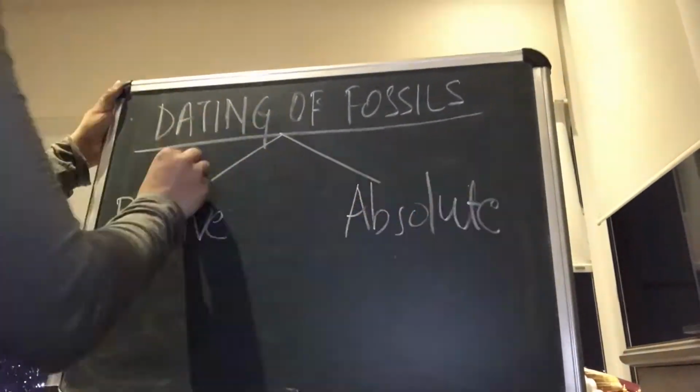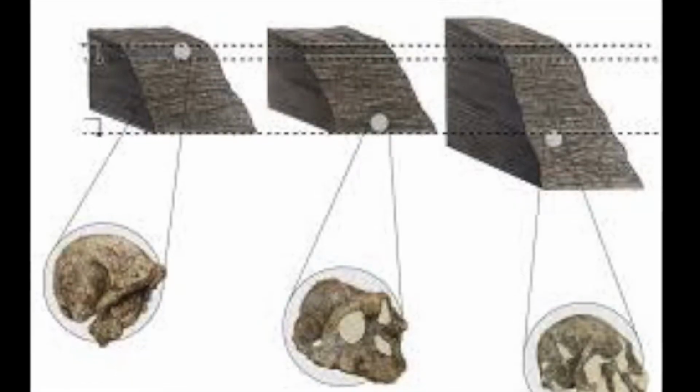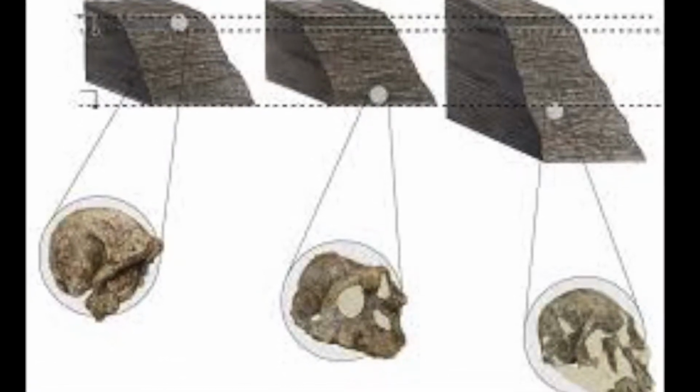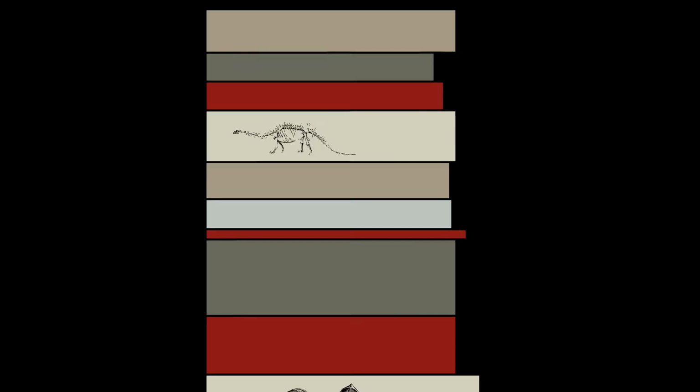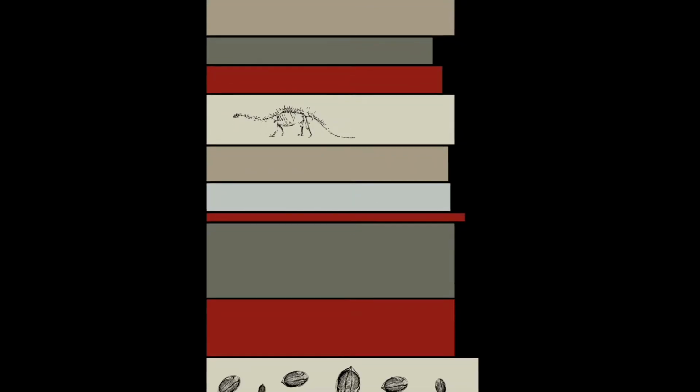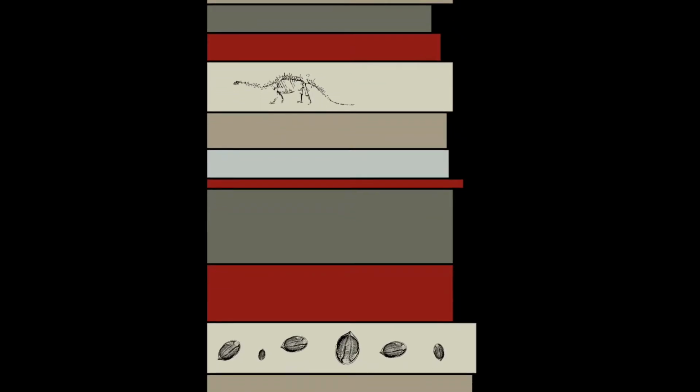Dating fossils refers to determining their age. Determining a fossil's age is very important as it helps us understand which era it's from. The majority of the time, fossils are dated using relative dating techniques. Using this technique, the fossil is compared to something for which the age is already known.